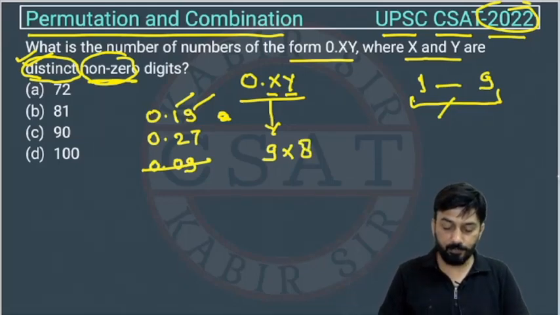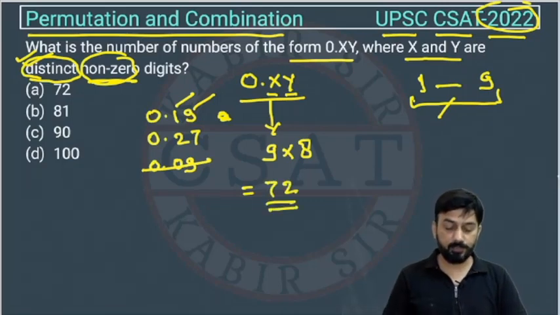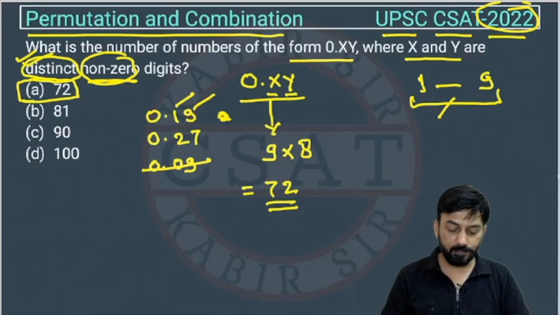So the answer will be 9 into 8. So total how many possibilities are there? 72. So the answer is 72, right? So the answer is option A.